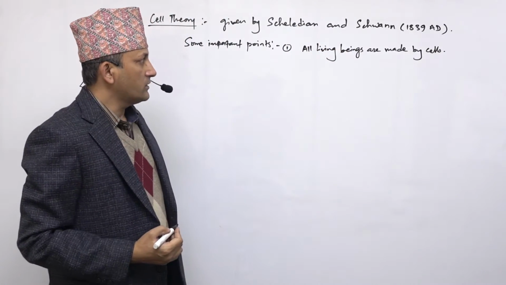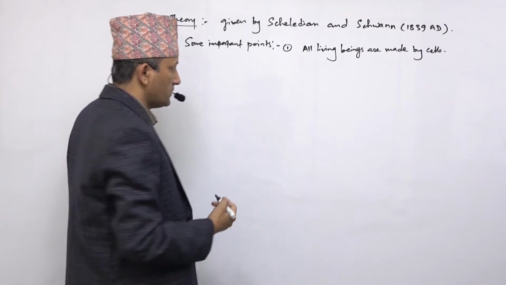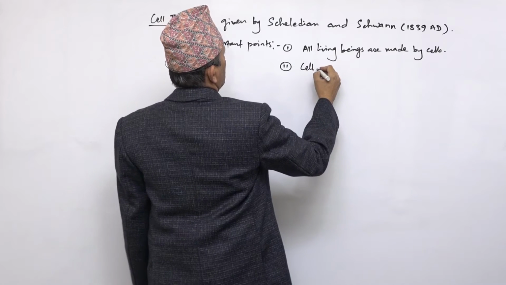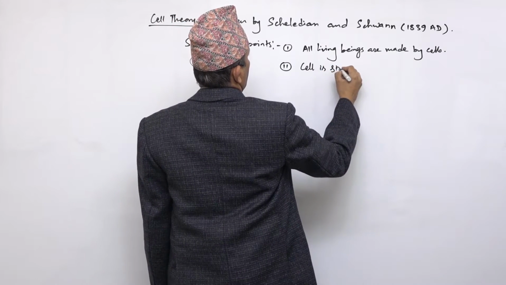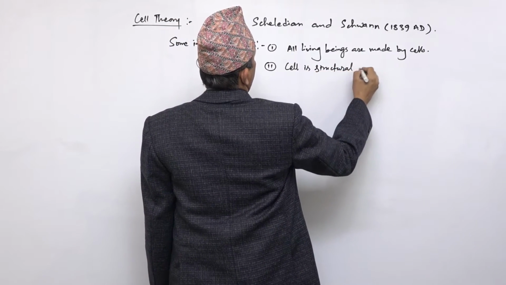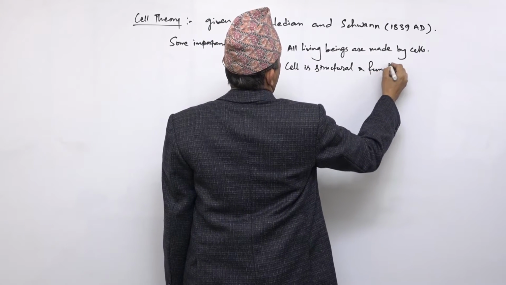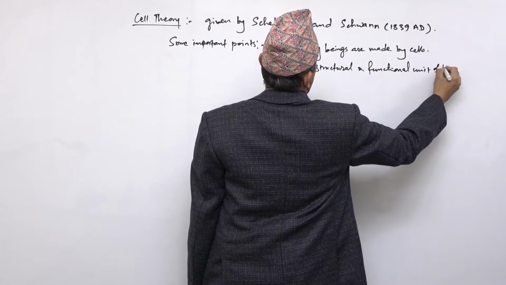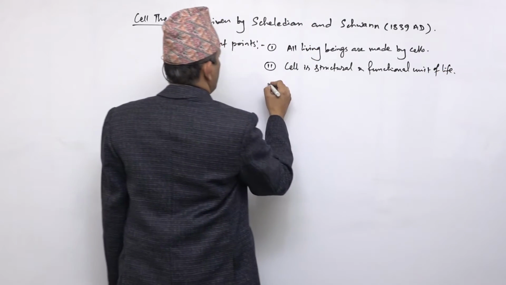So all livings are made by cells. Cell is structural and functional unit of life.